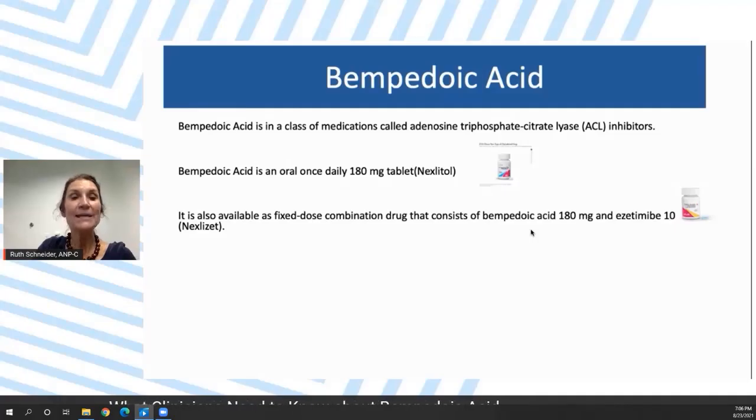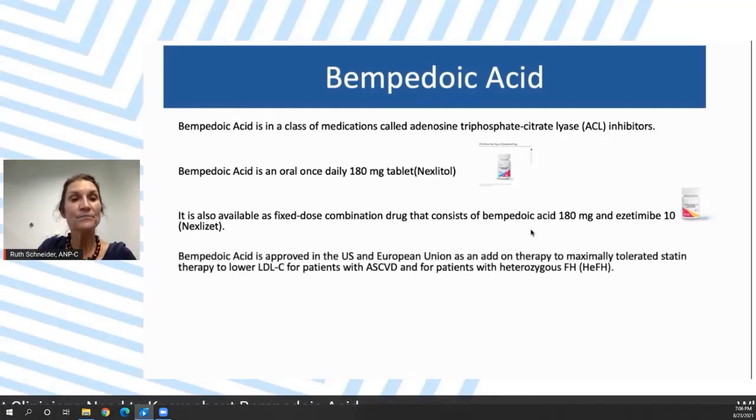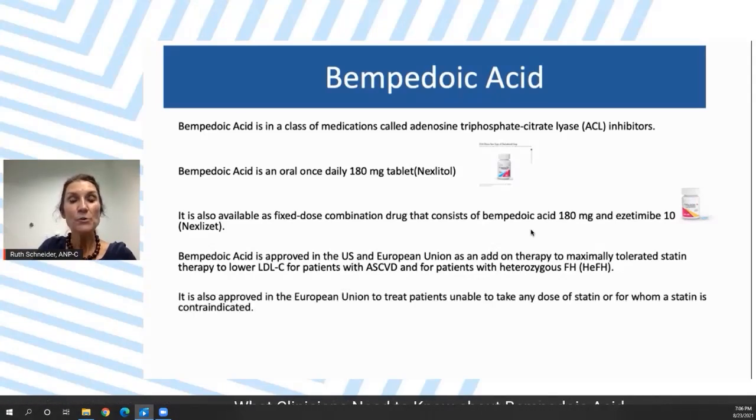milligrams. Brand name, Nexlizet. Bempedoic acid is approved in the US and European Union, as I previously said, as an add-on therapy to maximally tolerated statin therapy to lower LDL-C for patients with ASCVD and for patients with heterozygous FH. It is also approved in the European Union to treat patients unable to take any dose of statin or for whom a statin is contraindicated.